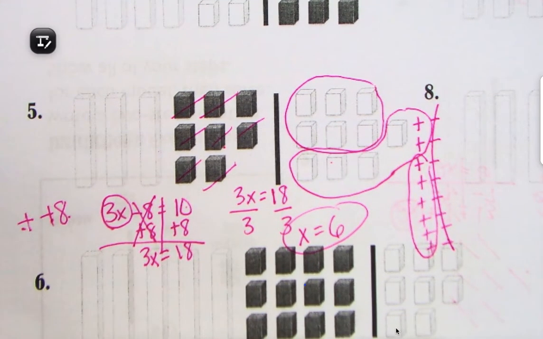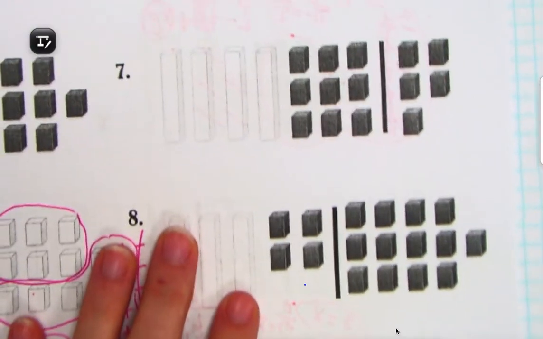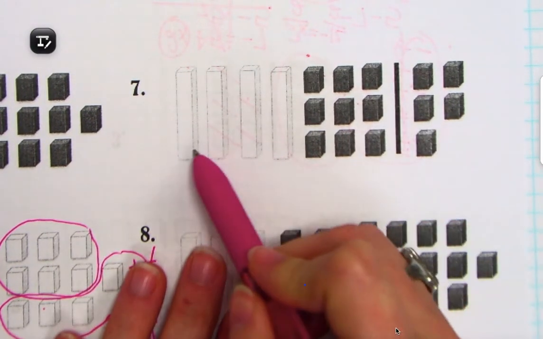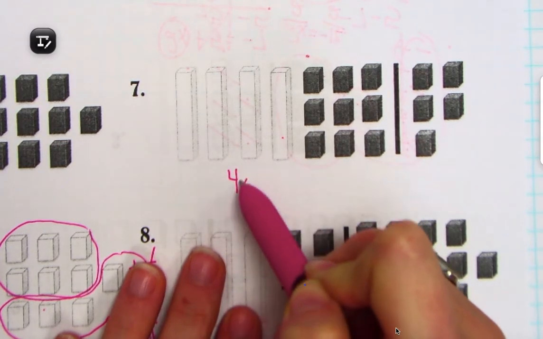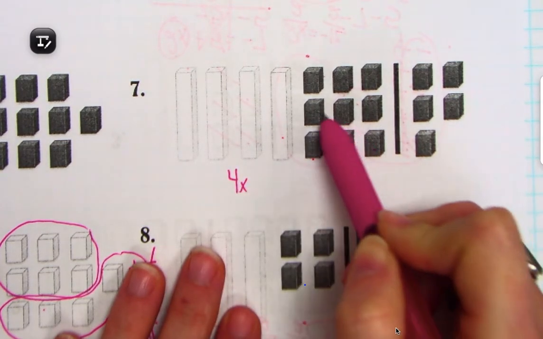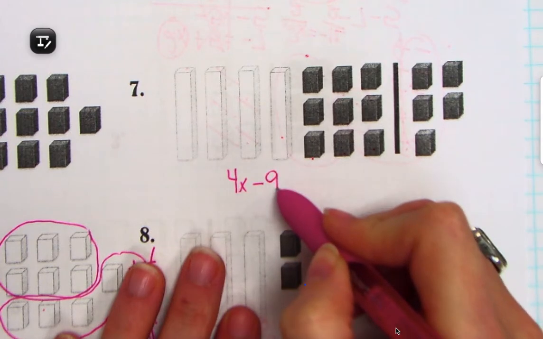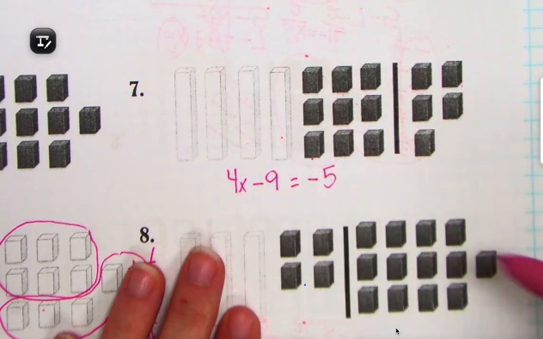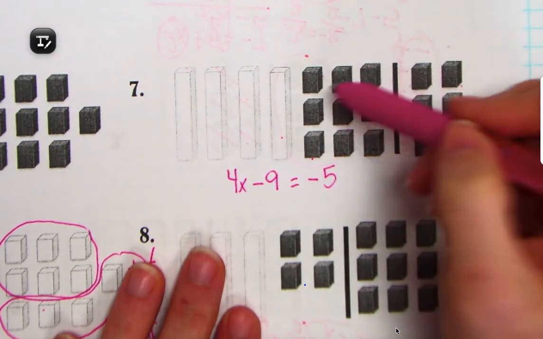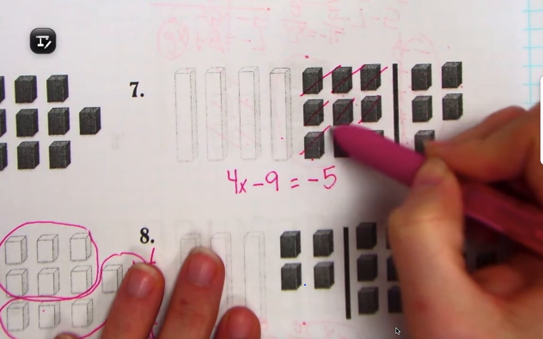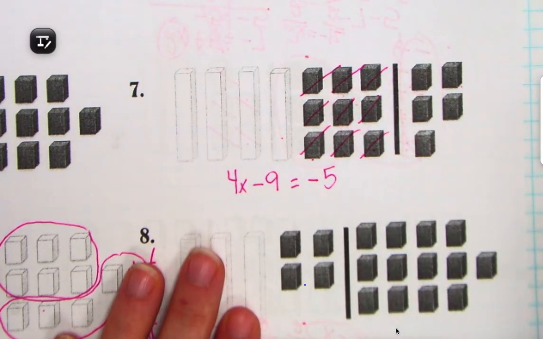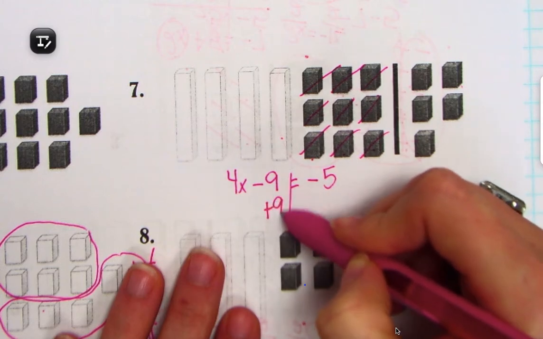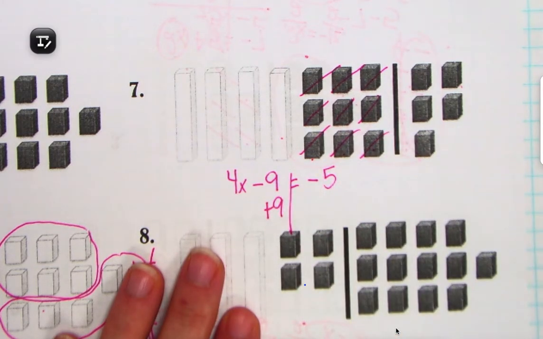All right, let's do one more. Last one for today. Let's write our equation. 1, 2, 3, 4 x's. 1, 2, 3 times 3, that would be -9, is equal to -5. So, I need to get rid of this extra stuff. So I'm subtracting a negative, which is the same as adding 9.